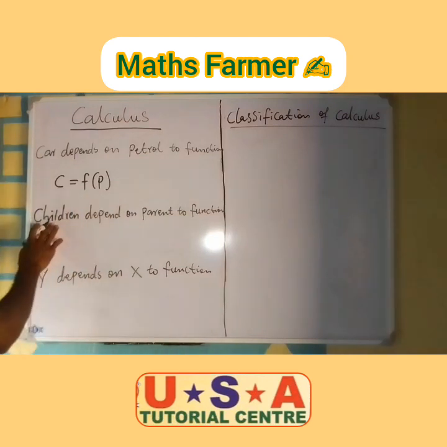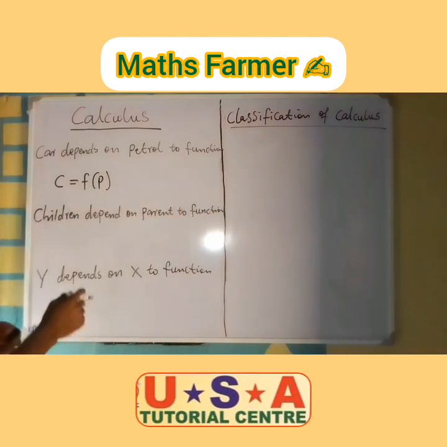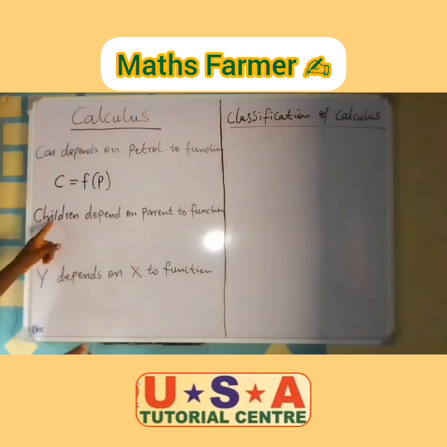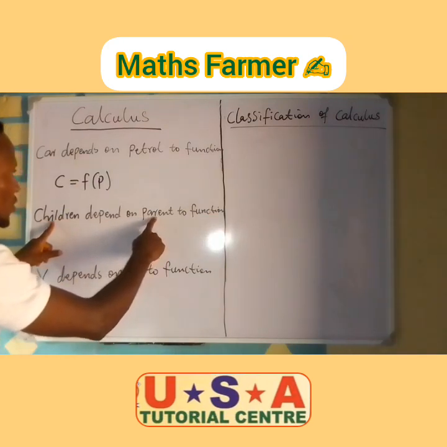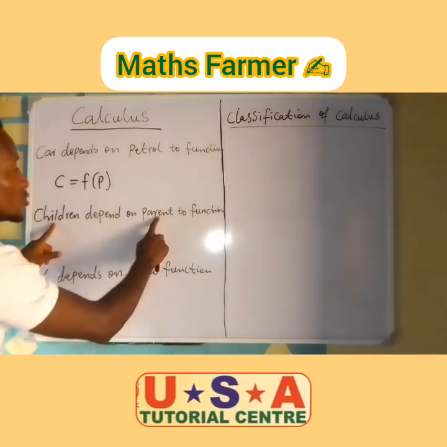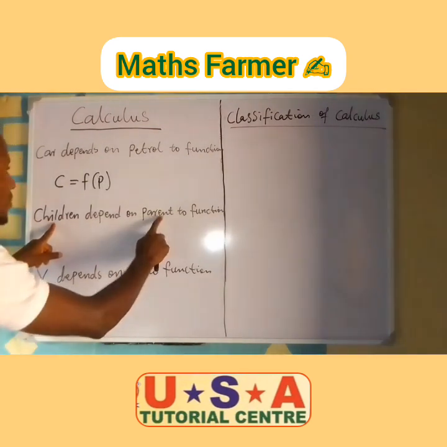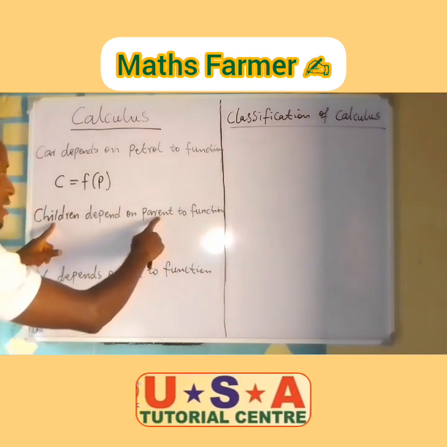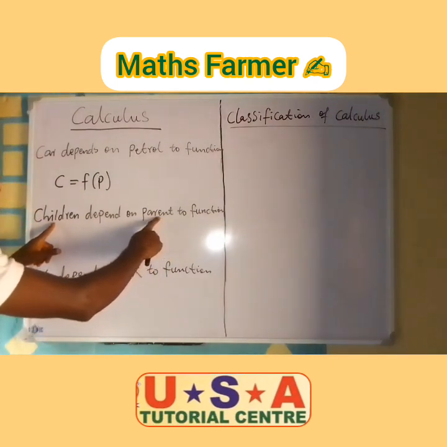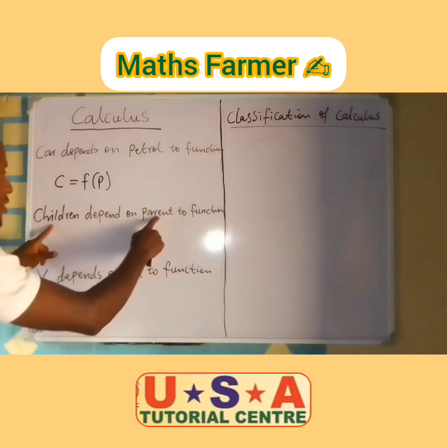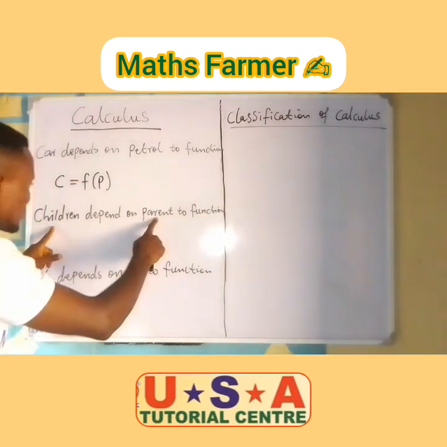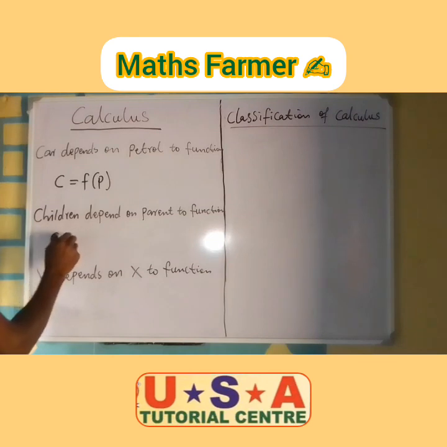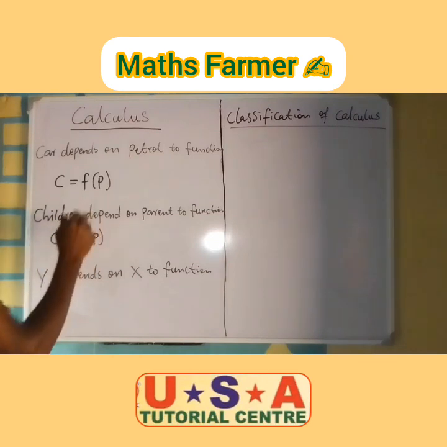Then coming to this place now, children depend on parent to function. There are two variables here. We have the children and we have what? The parent. So you now ask yourself, between these two variables, which one depends on the other to function and which one can stand alone without depending on the other one? That's the question. So you can see that children depend on their parent to function. That means children are a function of their parent.